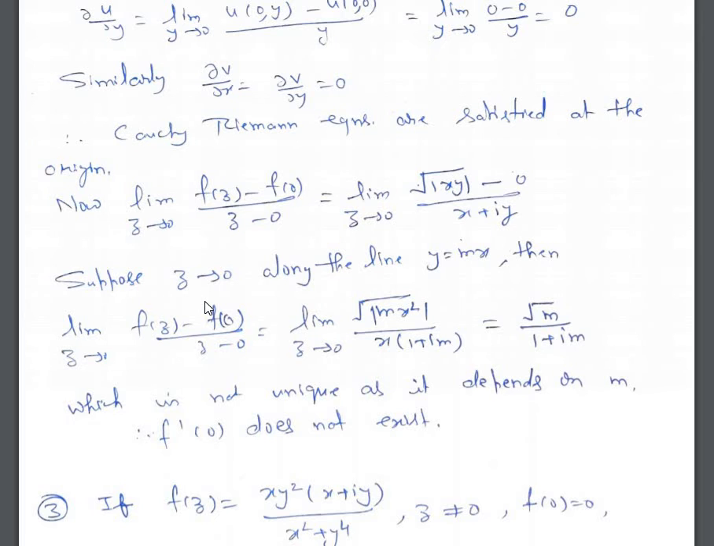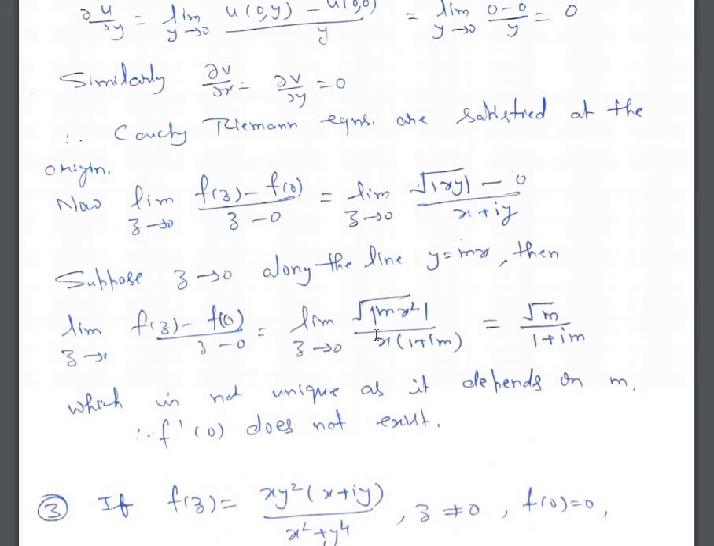Now suppose that z tends to 0 along the line y equal to mx, along the radius vector. Then we have this limit as z tends to 0 of [f(z) minus f(0)] upon (z minus 0) equal to the limit as z tends to 0. Of course, you can replace z by x here because we are taking y equal to mx.